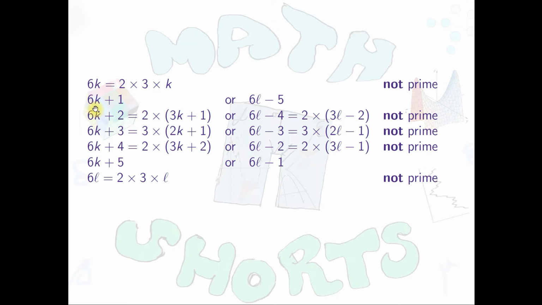Now, all that I'm left with is 6k plus 1 and 6l minus 5, 6k plus 5 and 6l minus 1. I can't say whether these things have factors or not. In some cases they will, some cases they won't. But from the notation that we have, we don't know whether those are going to be prime or not. But we know for sure that these other ones are not going to be prime, which leads us to the following theorem.